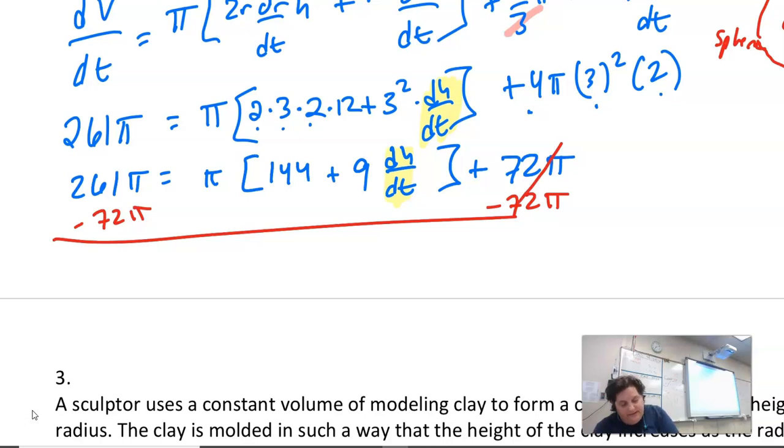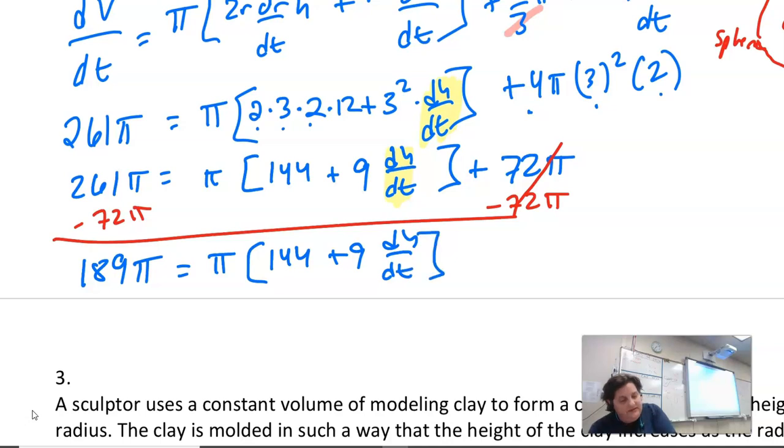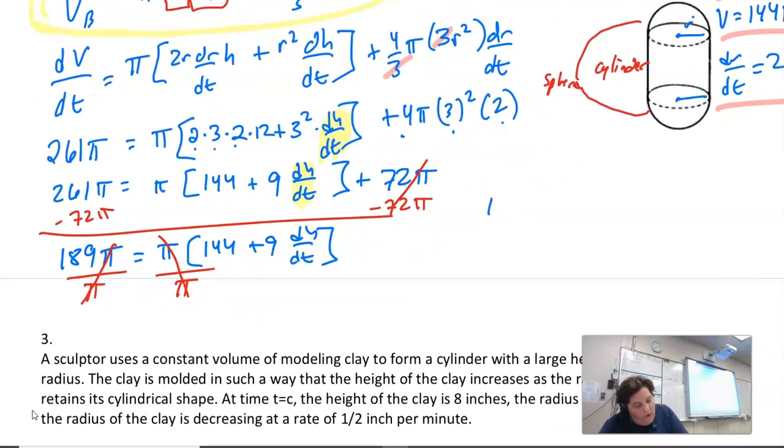So I get 189, I think. I mean, shoot. I'm giving up and I'm using my calculator for a sec. All right. 189 pi equals pi times, in parentheses, 144 plus 9 dH dt. The next thing I will do is I'll divide both sides by pi. That'll get rid of that and that. So I got 189 equals 144 plus 9 dH dt.